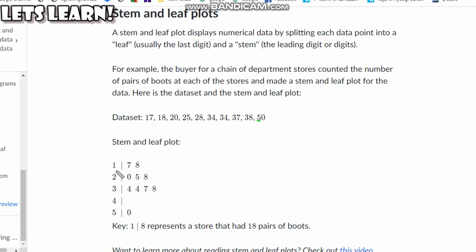What we are doing in a stem and leaf plot is writing the common number coming in the tens place in the stem part. We know that this is the stem part, and the other part is your leaf part. What is your leaf part? Your leaf part is nothing but the numbers coming in the ones place.